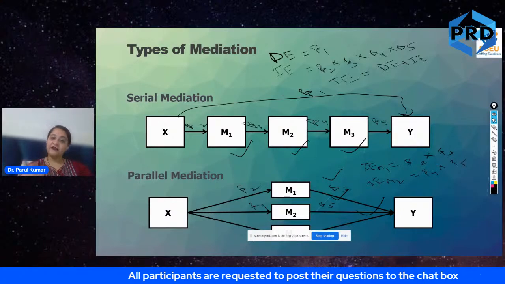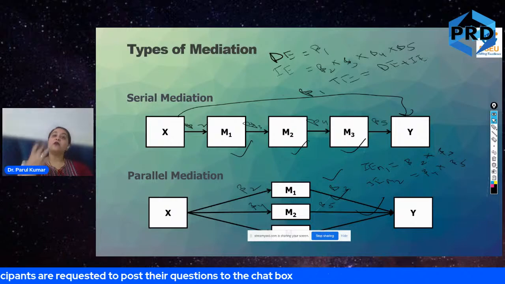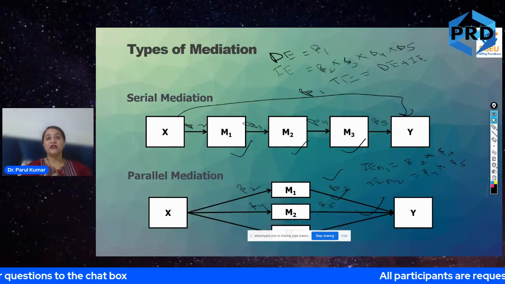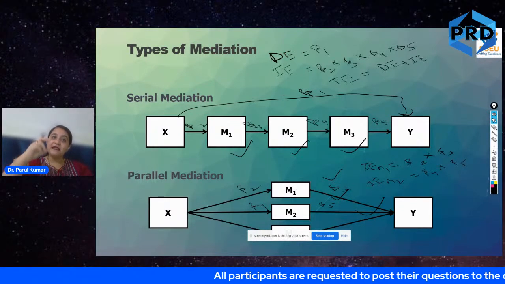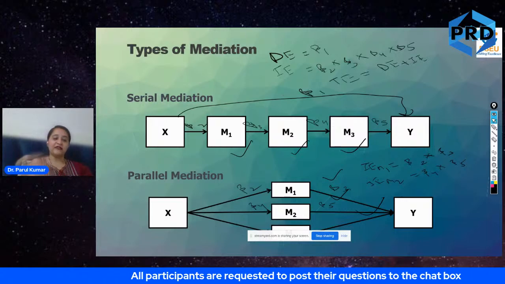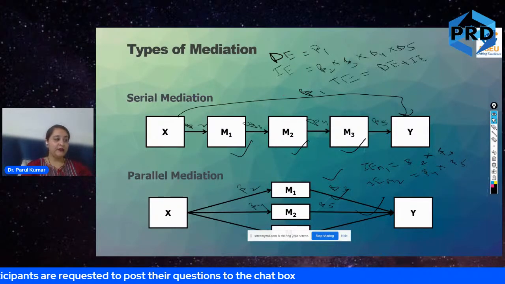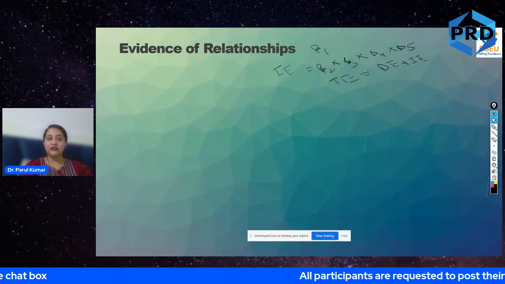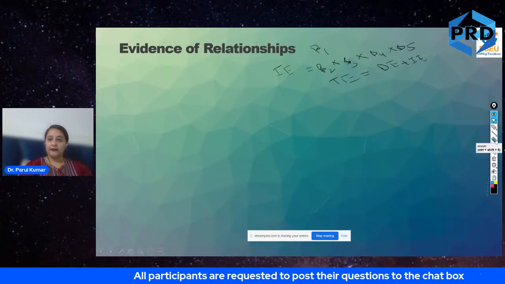To see which indirect effect is more significant, or which mediator is more significant, the value of the beta is to be checked. That we will see once we start with our analysis. So I hope the basic meaning of mediation, serial mediation and parallel mediation is clear to everyone. Let me clear all this.